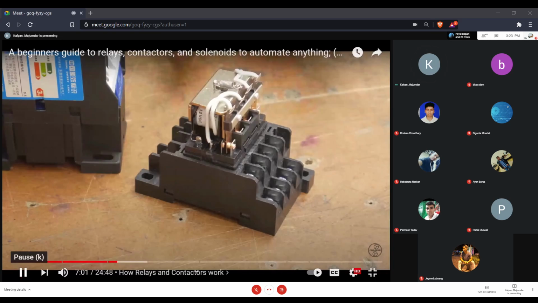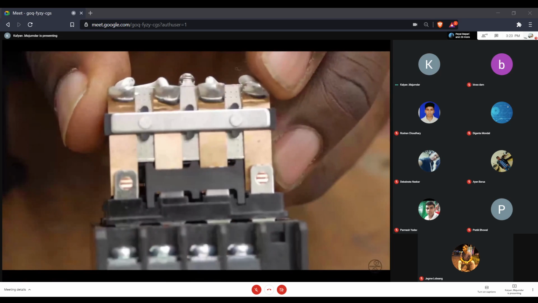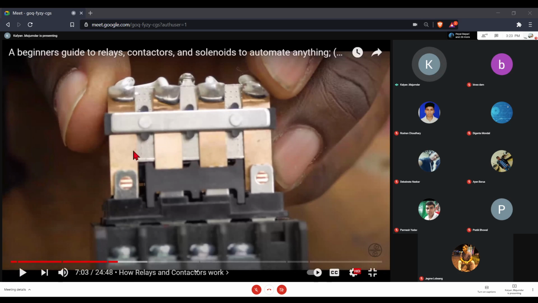So that it's easier to see the wires in the coil. Here you can see, the number of poles is 1, 2, 3, 4. And each pole is two-way. It has a normally open contact. It has a normally closed contact. So this becomes a 4-pole double throw or 4-pole two-way switch. But this is not a switch. This is electrically operated. So this becomes a 4-pole two-way, 4-pole double throw relay.